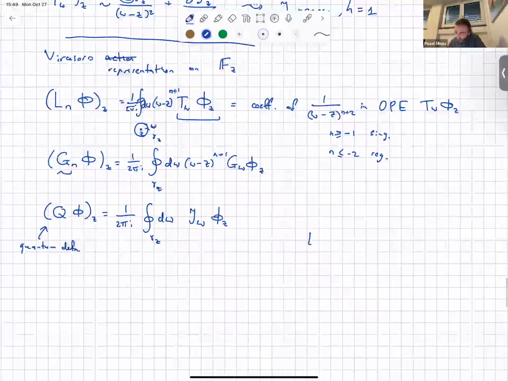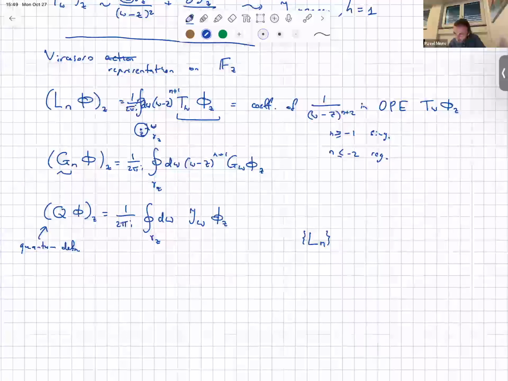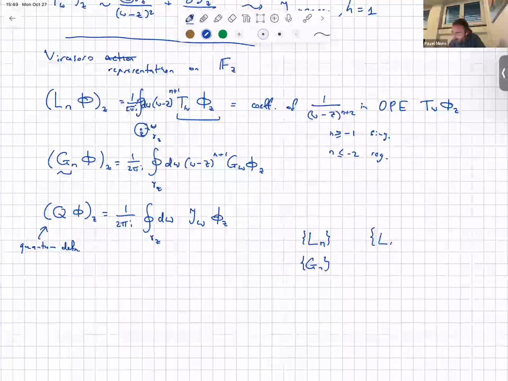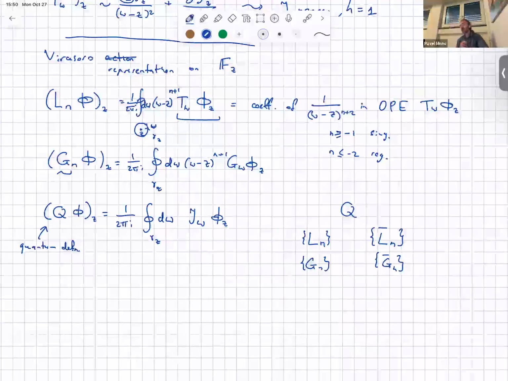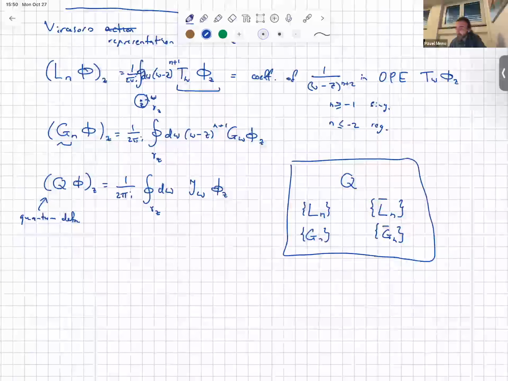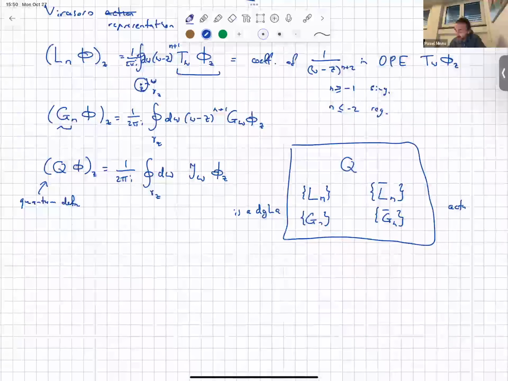So in total, we have the action of our Virasoro generators, and also of these G generators. We also have the Virasoro bar generators that are defined similarly, but complex conjugating everything, and the G_n bar. And we also have our BRST operator Q. So all of this together is a certain DGLA, differential graded Lie algebra, acting on the space of composite fields at a point.